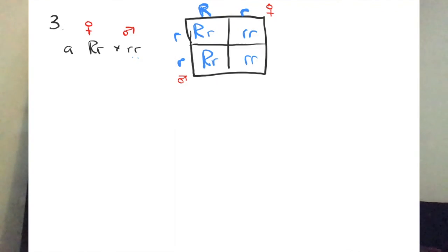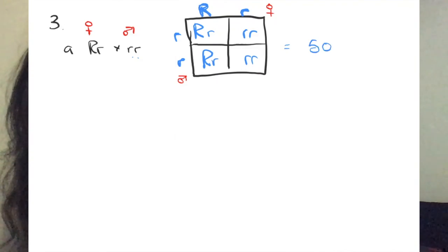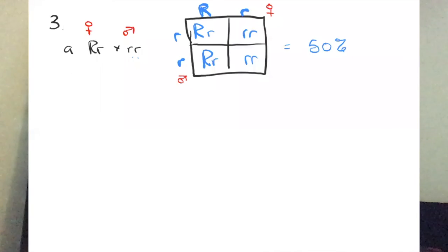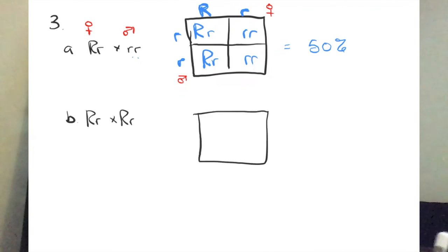So it asks what percentage of the offspring will be round. I'm going to answer and say 50% of the offspring will be round in that case. B is going to say we're crossing 2 heterozygotes in this case. What percentage of these guys will be round?